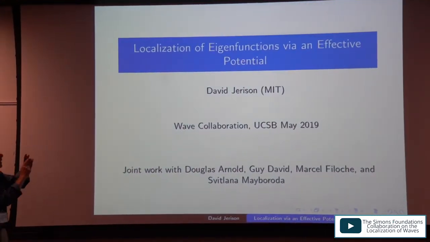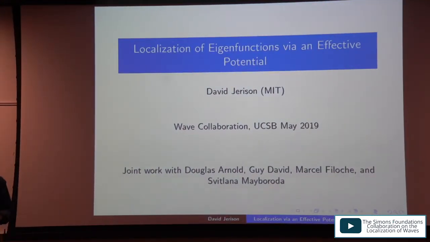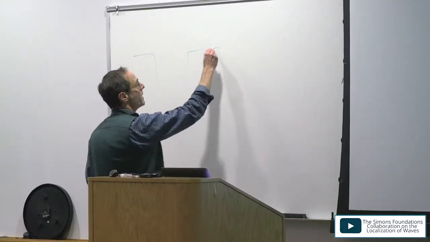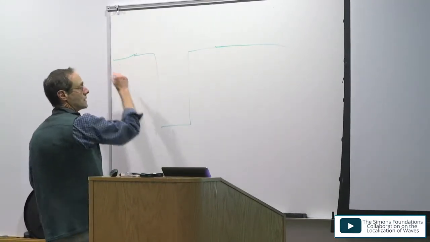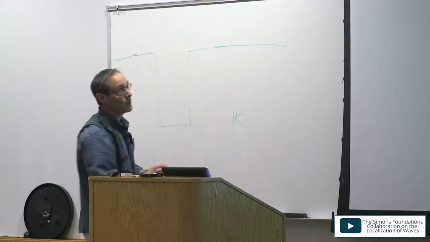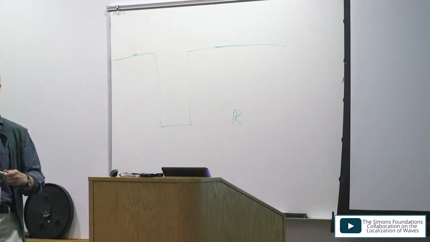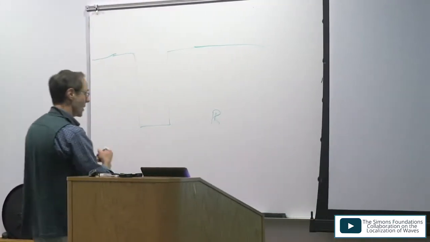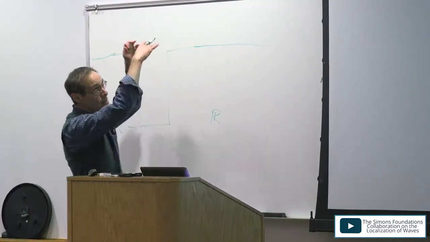We're talking about localization of eigenfunctions and the effective potential we've all met many times. So I'm going to start with the simplest possible example, which is almost the same as the example that Marcel discussed, but not quite, because we're going to consider an unbounded domain. We're going to consider all of the real line and a square well. All right? So this is a square well which has bottom 0 and has top.